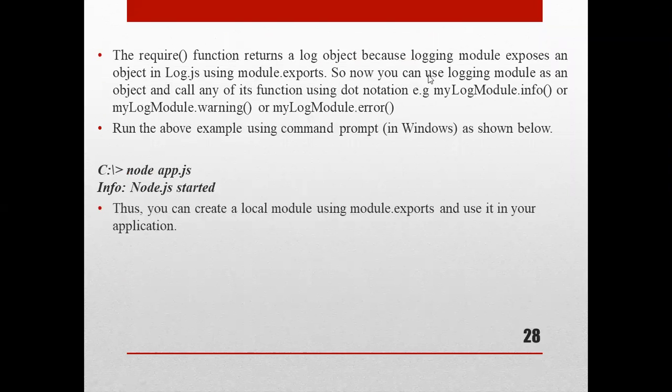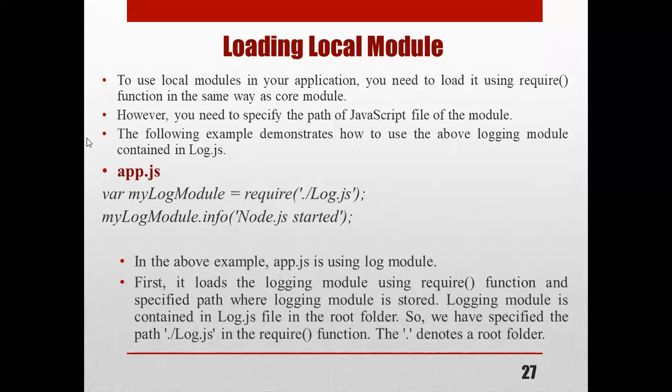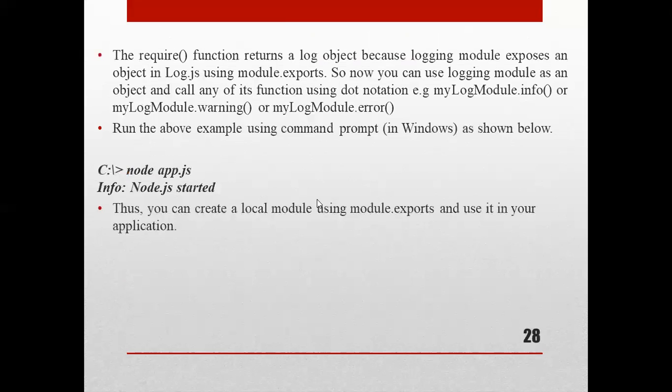The require function returns a log object because the logging module exposes an object in log.js using module.exports. So now you can use the logging module as an object and call any of its functions using dot notation. Here you can see, using dot we can call functions from this module. An example is my module.info, where info is the function from that log.js file.